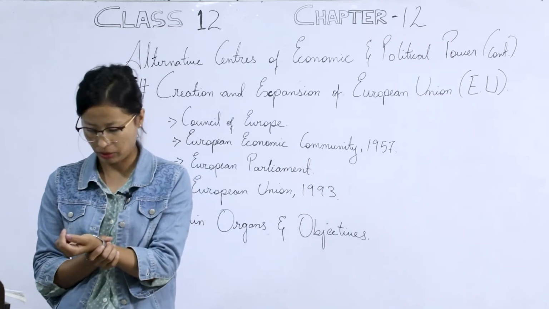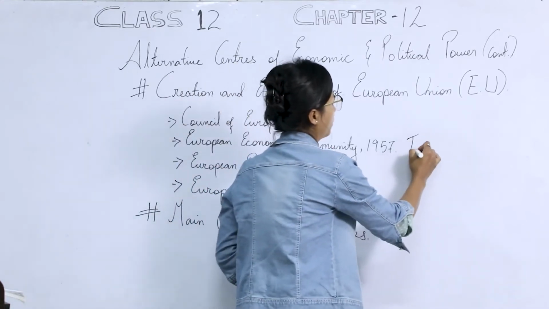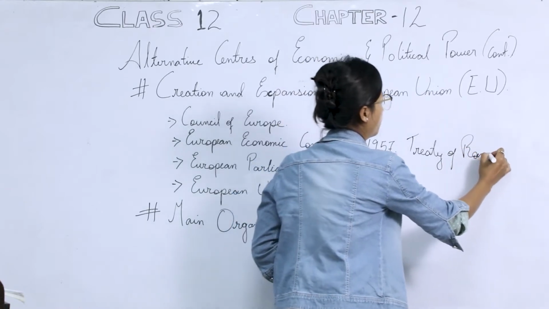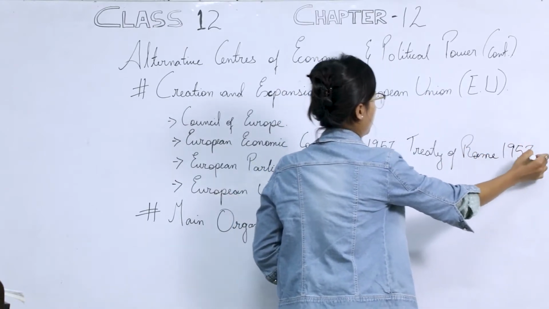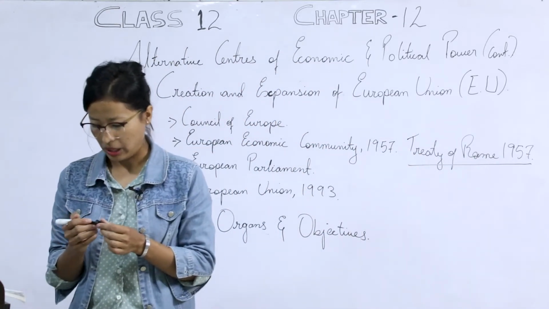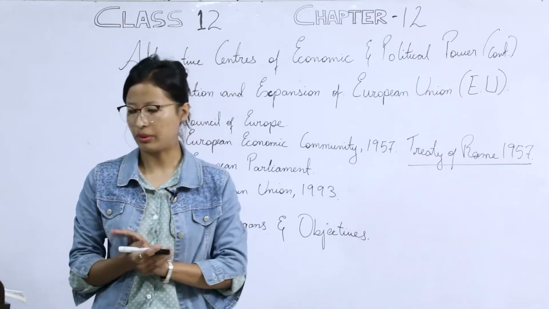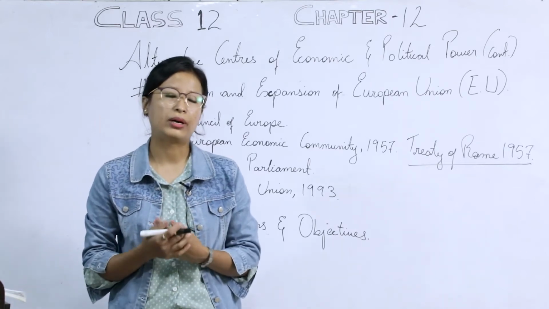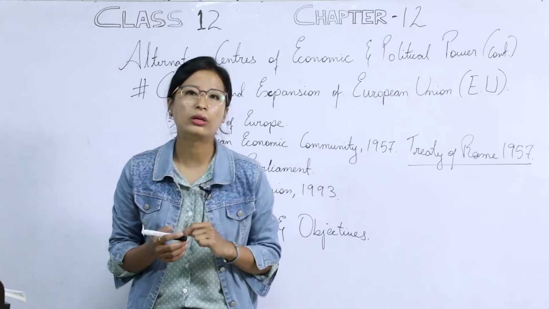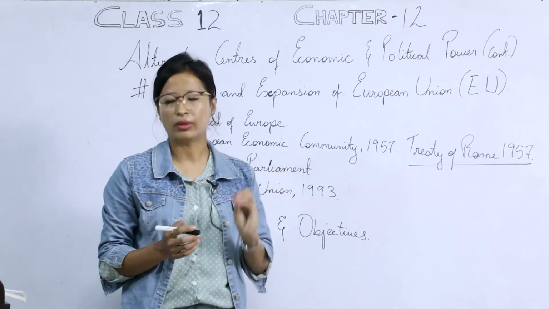Now, the European Economic Community, 1957. The European Economic Community came into being by signing the Treaty of Rome in 1957. This Treaty of Rome was signed by 6 member countries, and the membership increased to 12 by 1986. The European Economic Community is also commonly known as the European Common Market. That is the other name for it.